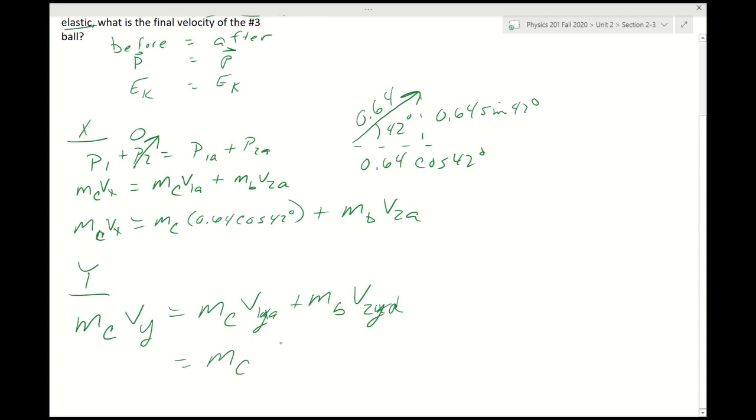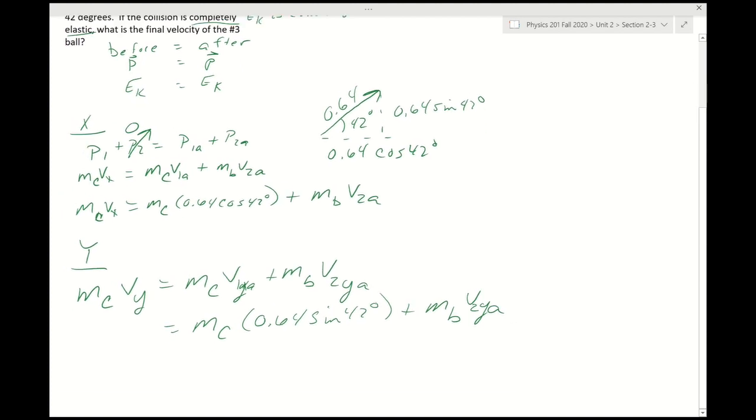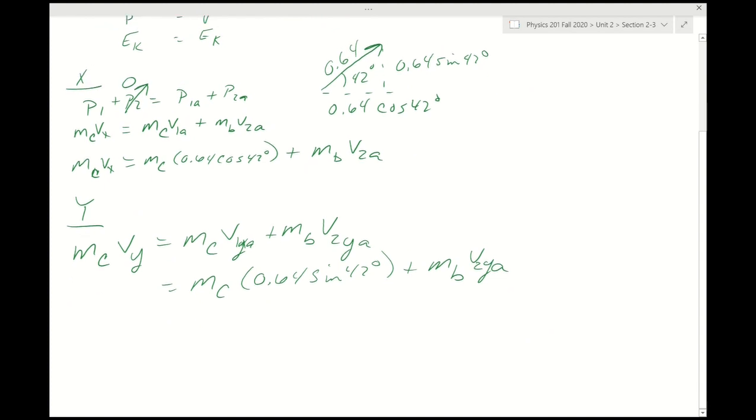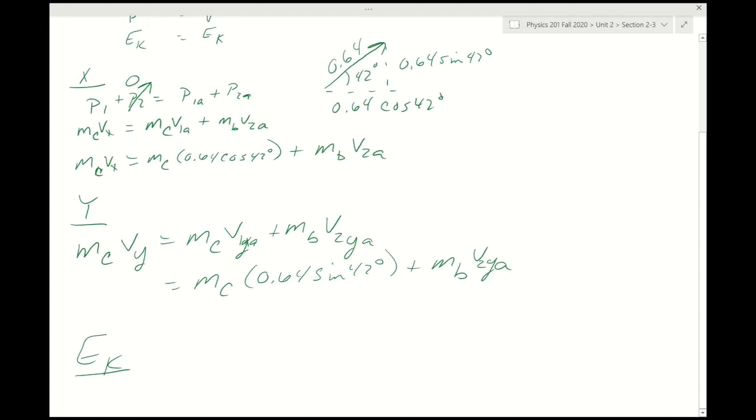Well, we know the mass of the cue ball is not going to change. In this case, we're looking at the y component, 0.64 sine of 42 degrees, plus the mass of the 9-ball times its y component of velocity. Now, kinetic energy is conserved as well. But here it's a speed issue, not a velocity. So since the 9-ball is not moving, it's 1/2 mv squared for the cue ball.